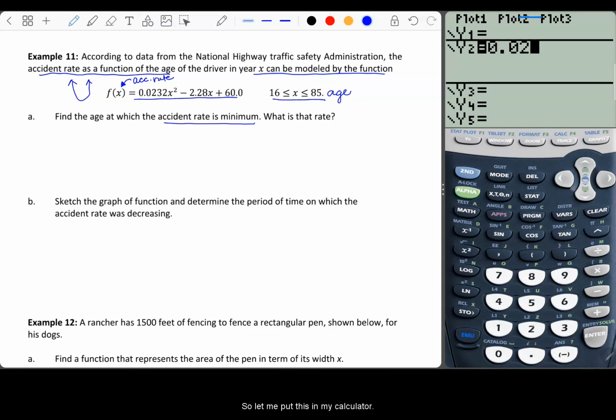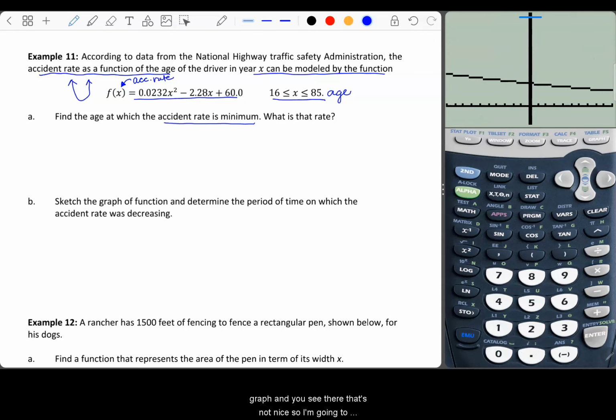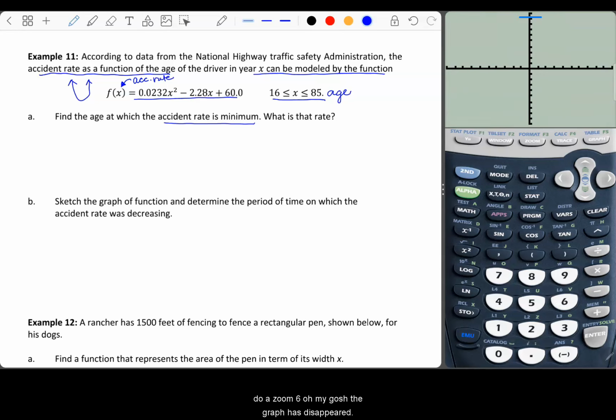So let me put this in my calculator. Get it entered in. Just give me a moment. Okay, and then I'm going to hit graph, and you see there, that's not nice. So I'm going to do a zoom 6. Oh my gosh, the graph has disappeared. Well, once again, it comes down to where the problem's starting at. The graph is going to hit the y-axis at 60.